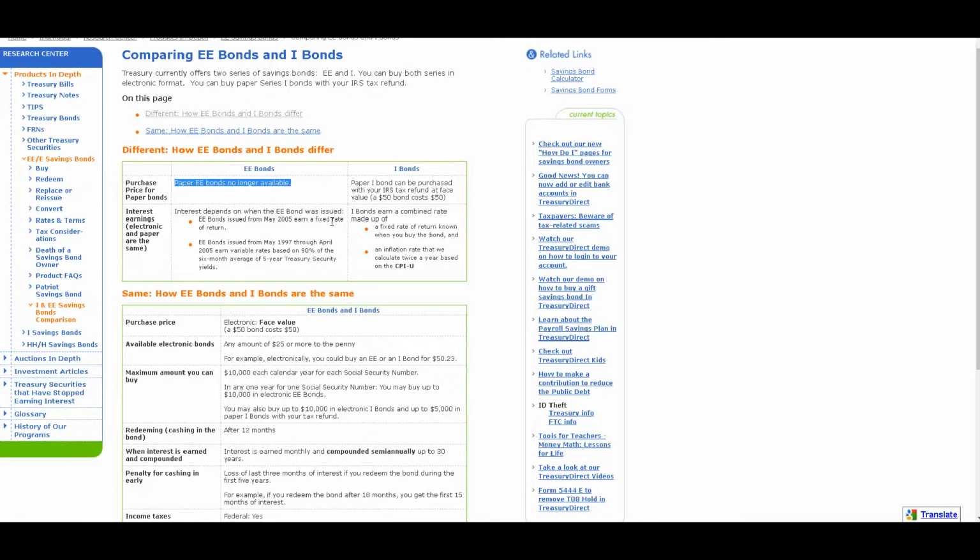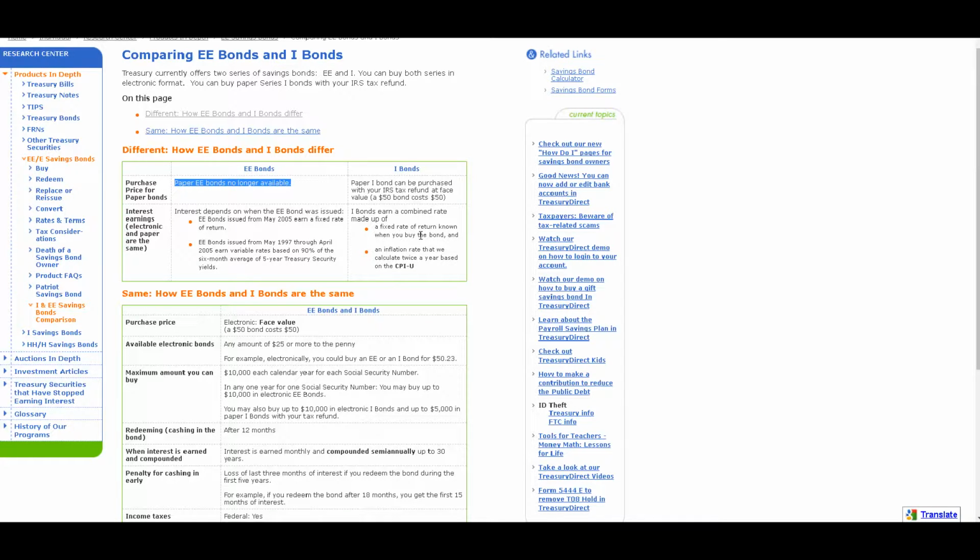They also have different interest rates issued. The EE bonds currently have a fixed rate of 0.10. So the difference between the EE bond and the I bond as far as interest rate is that they do have different interest rates. The EE bond has a fixed interest rate no matter what time of the year, recession or growth period, they always have a fixed rate for those 30 years.